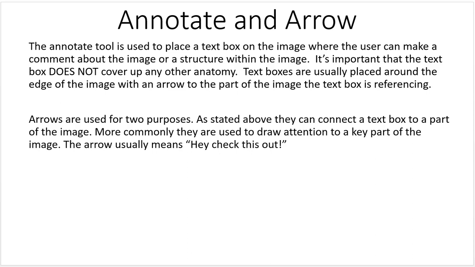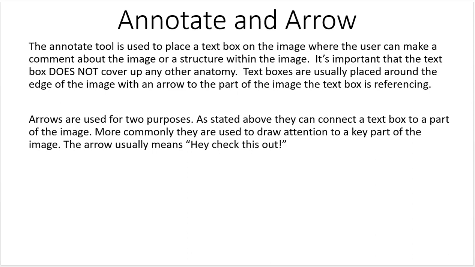Annotate and Arrow. The Annotate tool is used to place a text box on the image where the user can make a comment about the image or a structure within the image. It's important that the text box does not cover up any other anatomy. Text boxes are usually placed around the edge of the image with an arrow to the part of the image the text box is referencing. You don't want to cover up any part of the anatomy with a text box.